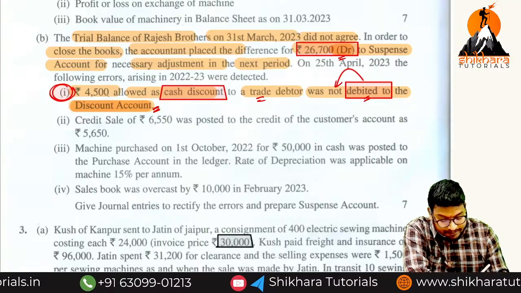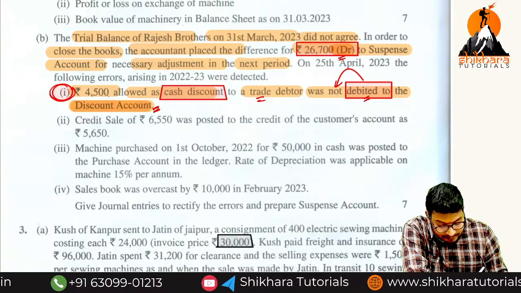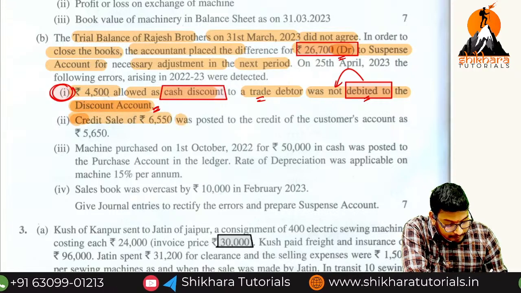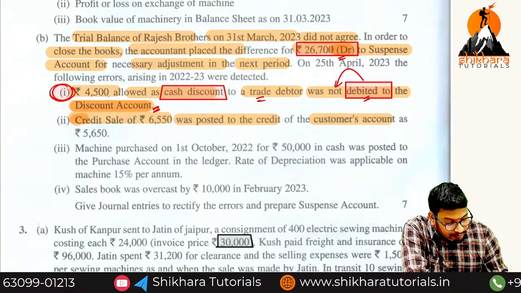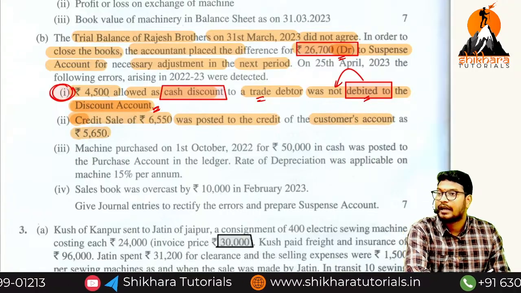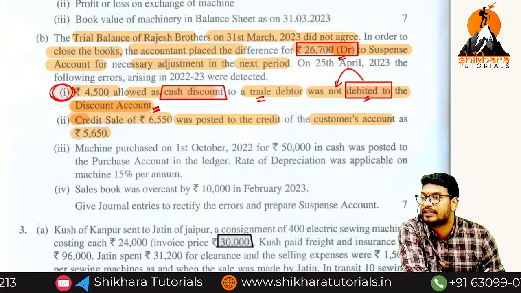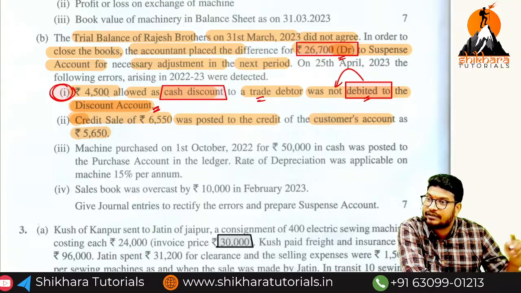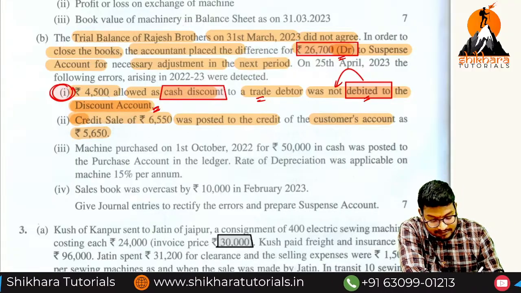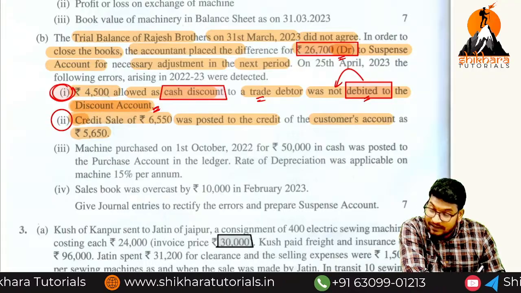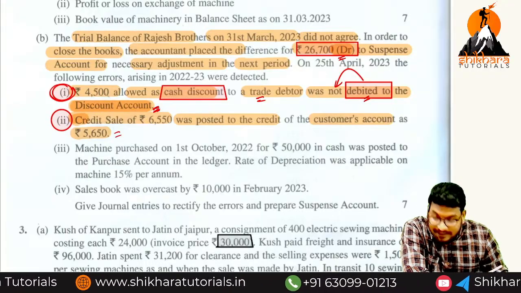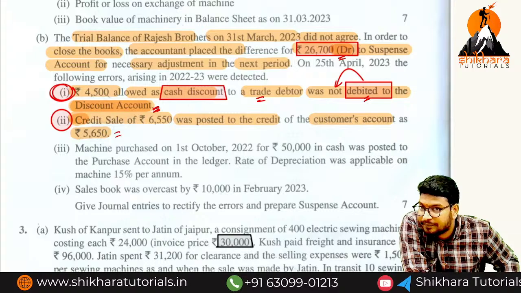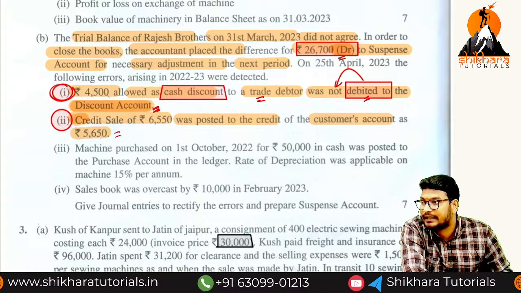Okay. Next one, try to understand which type of error. Credit sales of rupees 6550 was posted to the credit of customer's account as 5650. Posted means the mistake is happening in the ledger. Error of commission or error of omission? Error of commission with respect to ledger. Even though we have not discussed it, we can solve this type of error by understanding the concept.